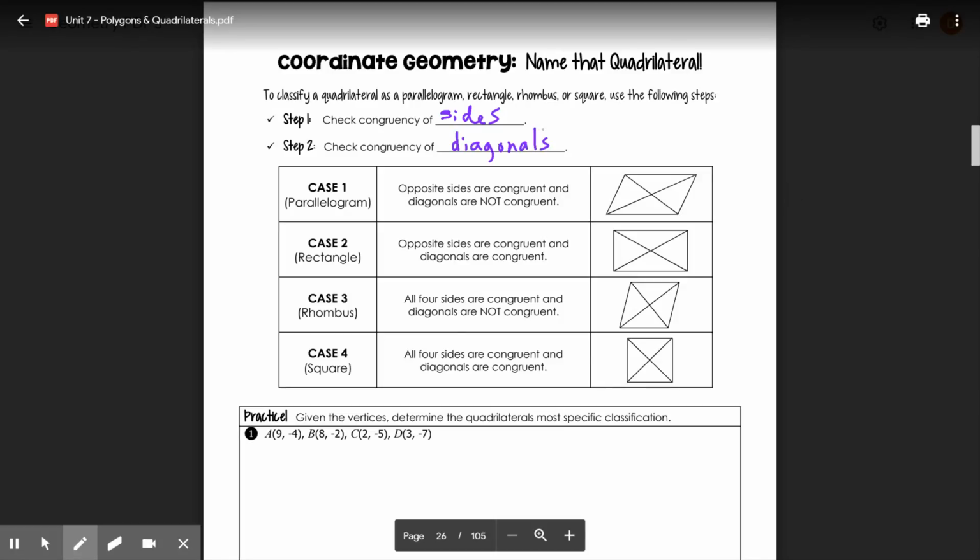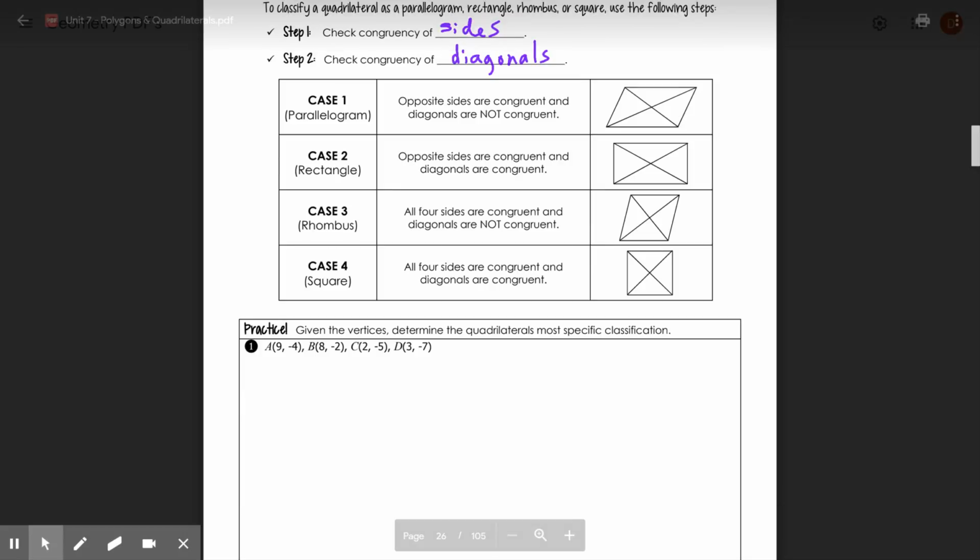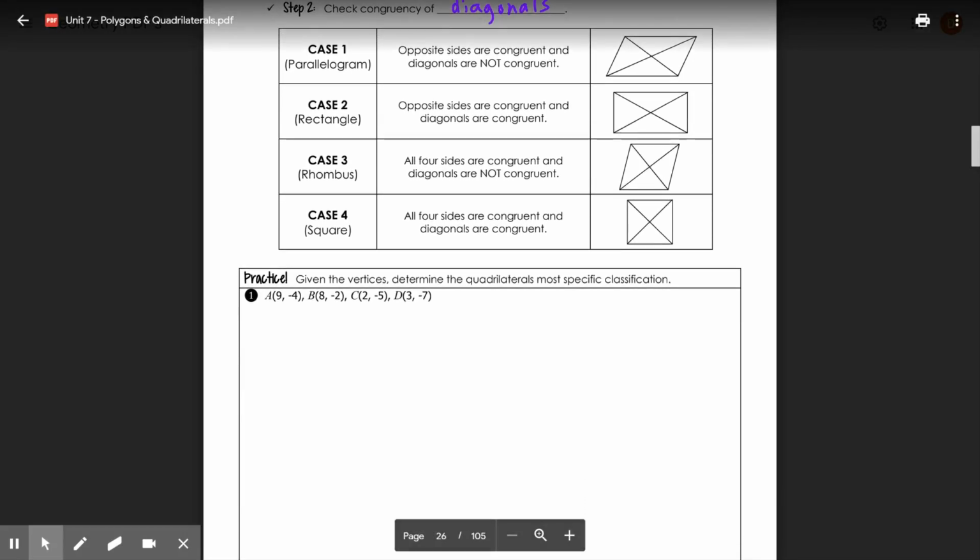The first case is a parallelogram. That's where your opposite sides are congruent and your diagonals are not congruent. Case two, for a rectangle, you have opposite sides that are congruent and diagonals that are congruent. Case three is a rhombus. All four sides are congruent and diagonals are not congruent. And case four is a square. All four sides are congruent and diagonals are congruent as well. So refer back to this diagram if you forget your quadrilaterals.